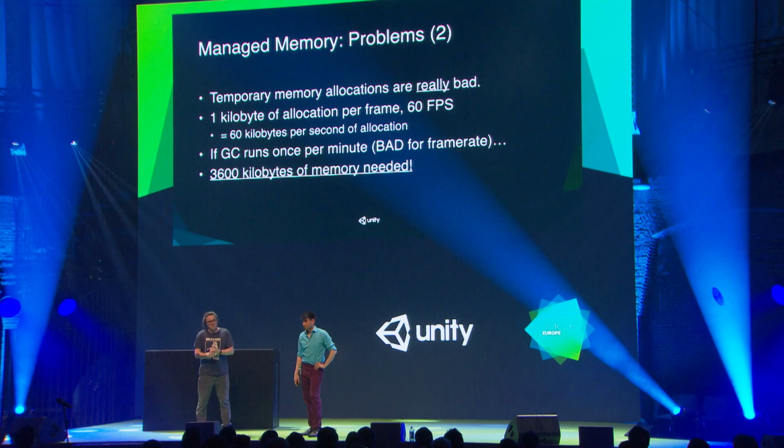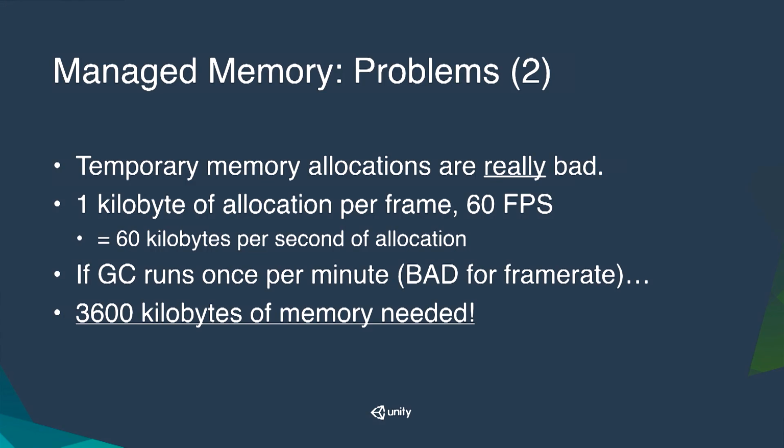So how do we avoid this? Temporary allocations are the worst. So 1 kilobyte per frame of managed allocations over 60 frames is 60 kilobytes. Over 1 minute, it's 3.6 megabytes of memory. You're just churning through. And this is not good.